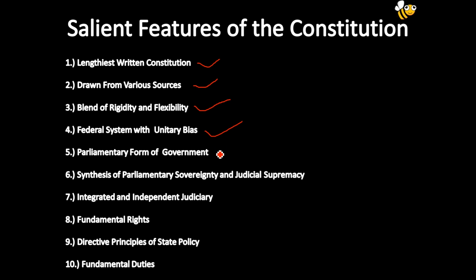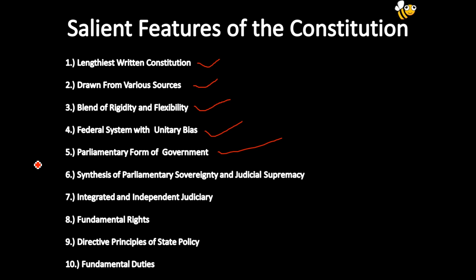See, our constitution has opted for the British parliamentary system of government rather than the American presidential system of government. In the parliamentary system of government, we see that there is the principle of cooperation and coordination between the legislative and the executive organs, while in the presidential form of government, there is complete separation between the legislative and executive organs.